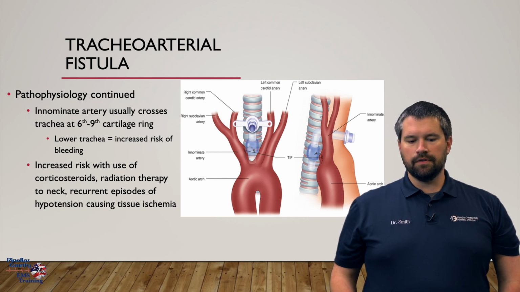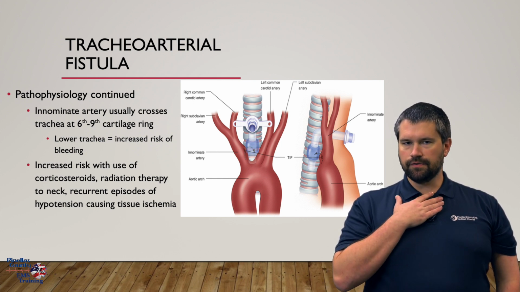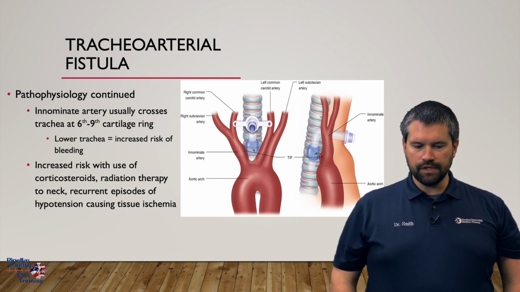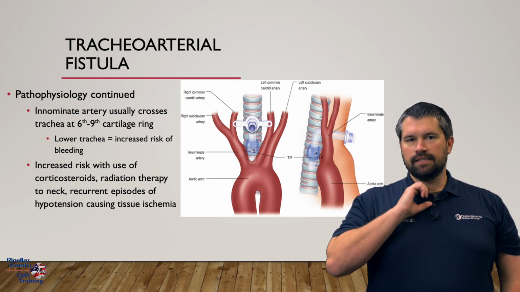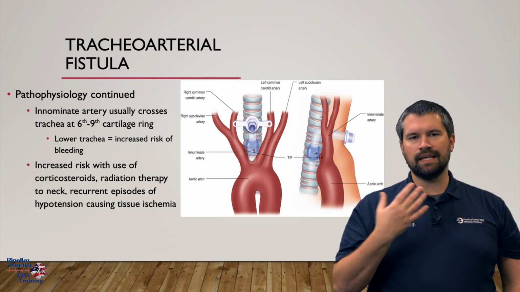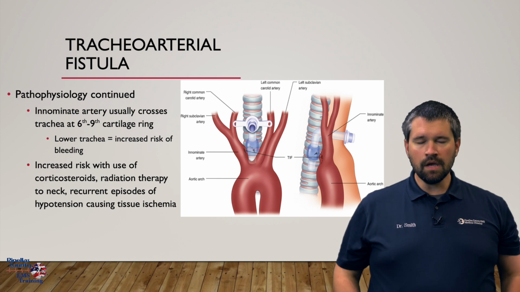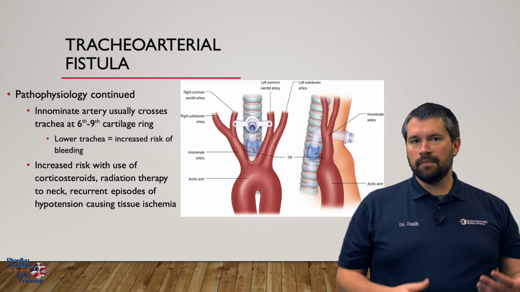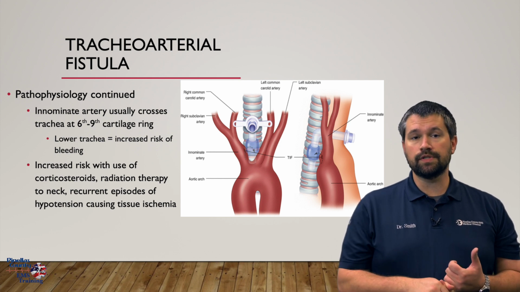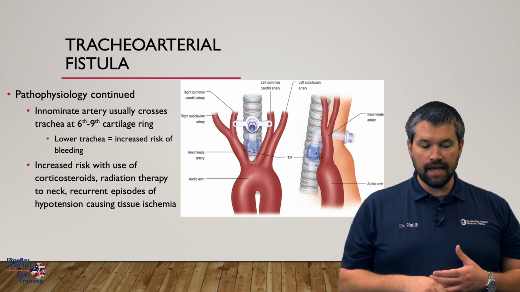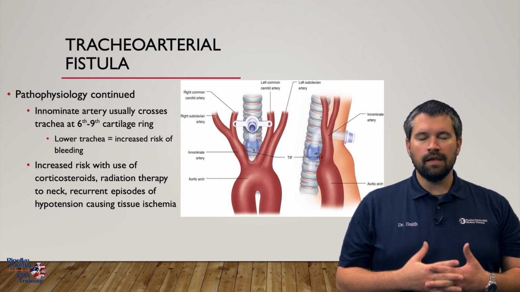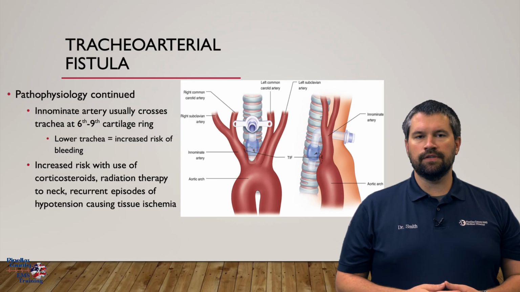So we can see in this picture the relationship of the aorta and the trachea, and the innominate artery usually comes off the aorta or one of its first branches. It usually crosses the trachea at the 6th to 9th cartilage ring. It's lower trachea. Usually the lower it crosses, the higher the risk of bleeding. There are several things that happen to people throughout their life that can increase risk of bleeding, such as long-term use of corticosteroids, radiation to the head and the neck, recurrent episodes of low blood pressure causing tissue ischemia. Any of these can increase your risk for a tracheoarterial fistula.